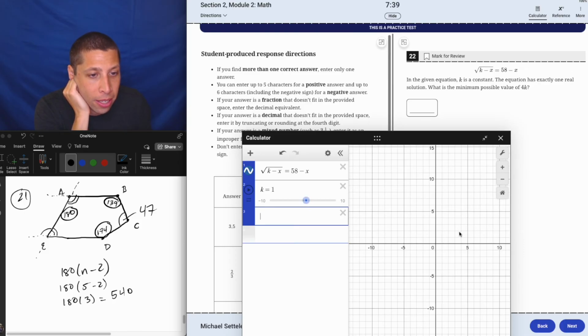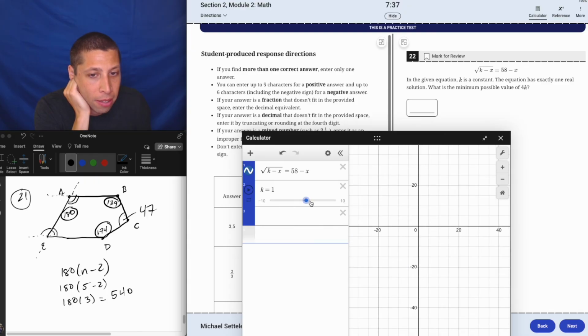K is a constant and has one real solution. So I don't see anything here, right? I would want to see a line. Am I going to see any lines pop? No. Okay. What do I want to do with this? I mean, I could just play with this forever. The minimum possible value of 4k, right?